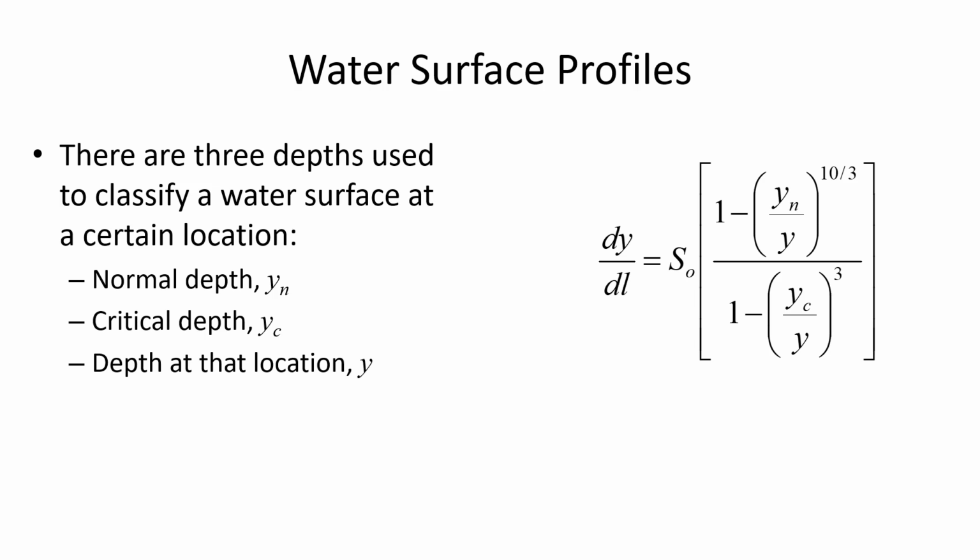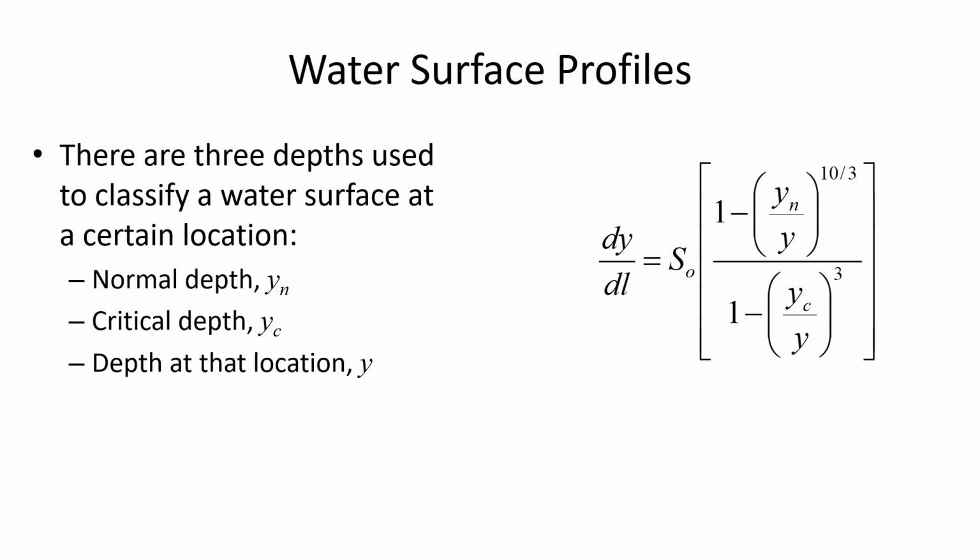But the slope that is associated with a Froude number of 1, meaning critical conditions, we call that the critical slope, and that causes the critical depth. So we need to know the normal and the critical depth in order to assess things like whether the channel slope is mild or steep.